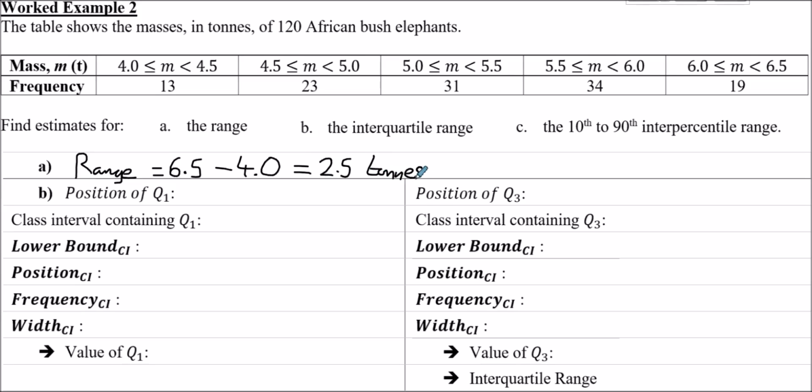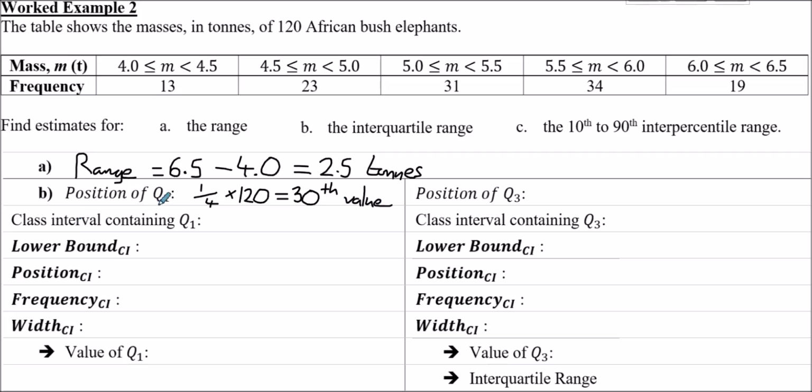Obviously we're not saying the exact range is necessarily 2.5, but this is just our estimate. For part B, we need to find the position of Q1. So Q1 is the lower quartile. As you'll probably know, the lower quartile is 1/4 into the data. We're told there's 120 African bush elephants, so we work out 1/4 of 120, which is 30. Therefore, the lower quartile will be the 30th value.